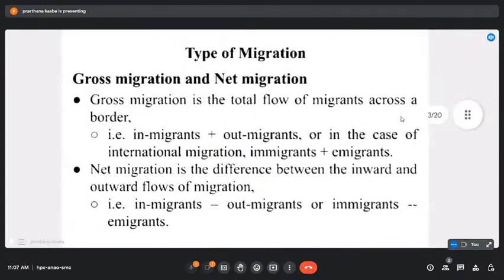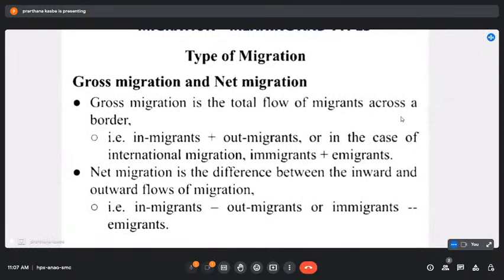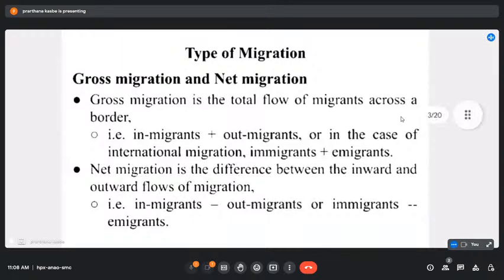So, what are the types of migration? That may be gross migration and net migration. Gross migration is the total flow of migrants across a border. That is the total flow. For example, in-migrants plus out-migrants, or in the case of international migration, immigrants plus emigrants. That is gross migration. Gross migration is nothing but the total flow of migrants across a border.